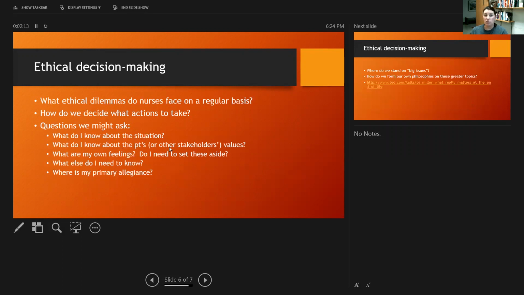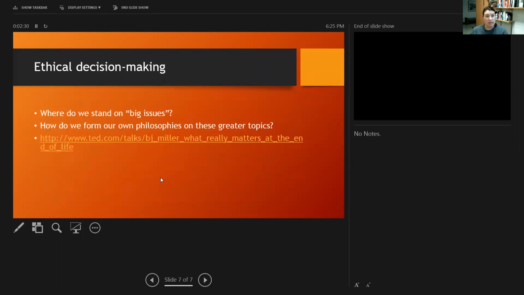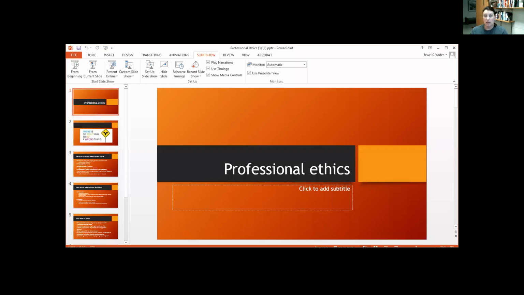What do I know about the patient or other stakeholders' values? You need to identify what your own feelings are on the topic, and whether you need to set these aside to really be an advocate for what it is that your patient wants. What else do I need to know, and where is my primary allegiance? Where do we stand on big issues, and how do we form our own philosophies on these greater topics? So again, here's a TED Talk, what really matters at the end of life, that you can certainly look at to help inform your decision making on this.